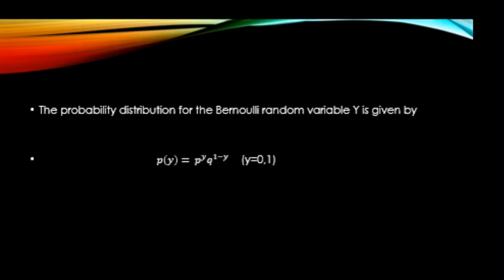Now, to understand the probability distribution of a random variable, the probability of Y is equal to p raised to Y times q raised to 1 minus Y. What this is telling us is that when, let's say, Y is 0, whatever the probability of failure is, we use that as q, and when Y is 1, the probability of success is used as p.